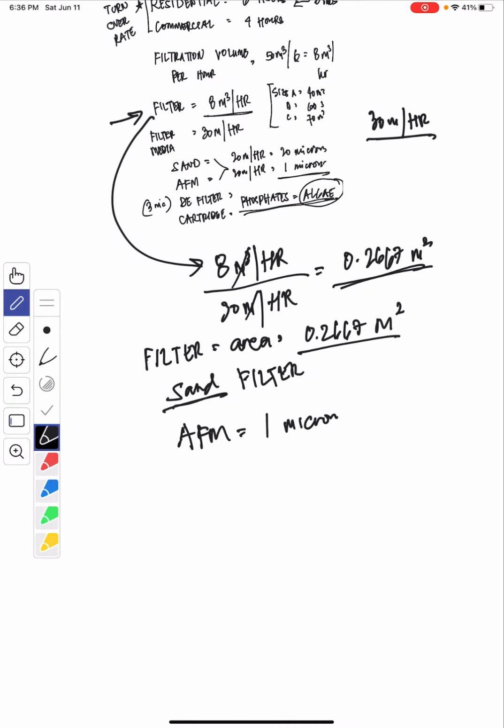Now the next thing you want to know is how to choose the right pump. There are 2 kinds of pumps. First of all, there's a single speed pump, and there's a variable speed pump.